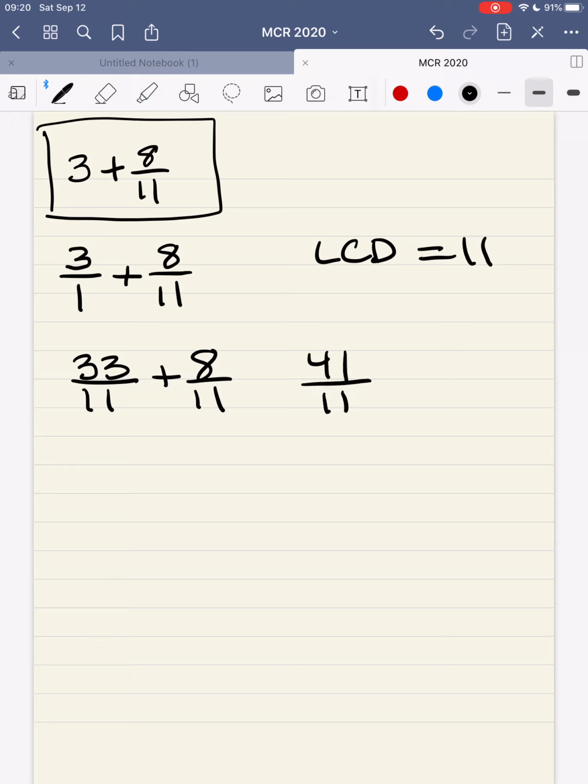41/11. 11 is prime. So 11 is also that fun number that when we do the multiples all the way up through 9, it's a double digit that matches. Okay, 41 is not divisible by 11 because 11 times 4 is 44. I am done.